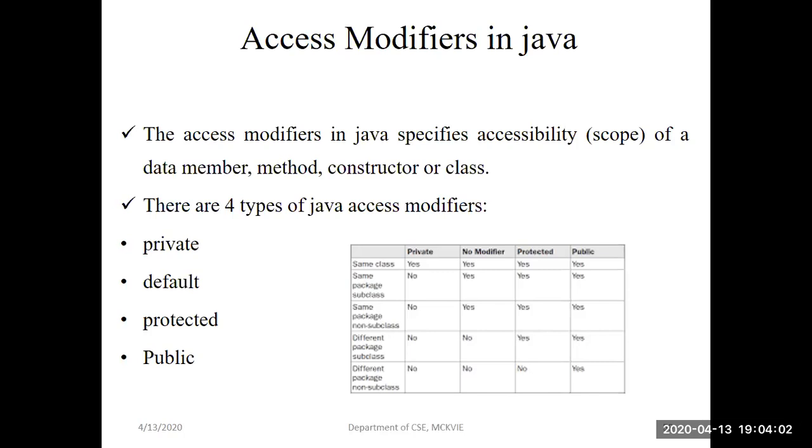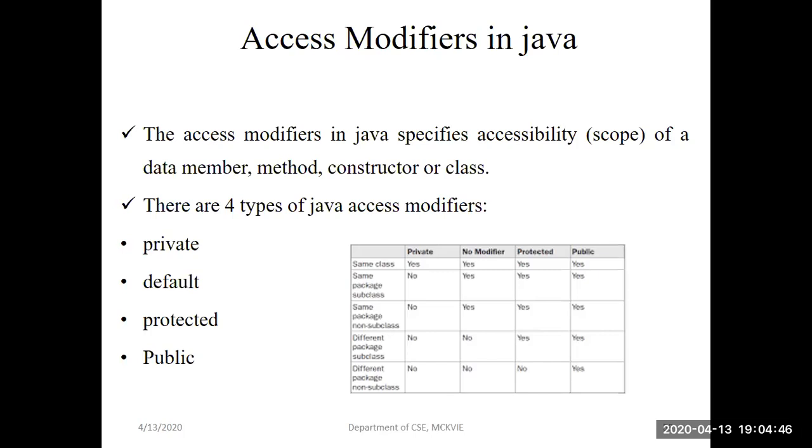And what about no modifier? That means the default access specifier. The default access specifier says we can access the data member from its own class, same package subclass, yes. Same package non-subclass, yes. Other package subclass, that is no, and other package non-subclass, that is also no. So when we are trying to access the data members from other packages, we cannot access them if the data member's access specifier is default.